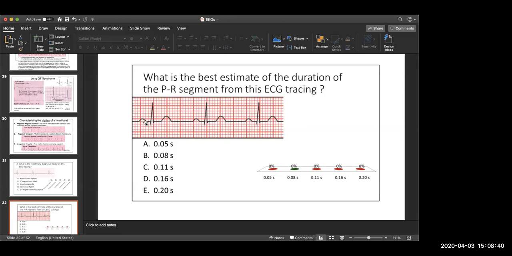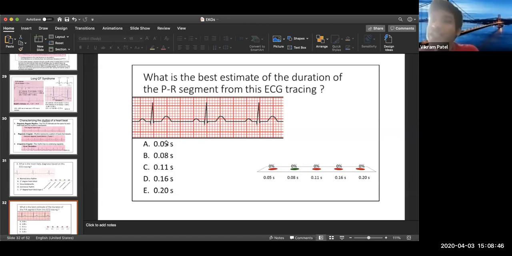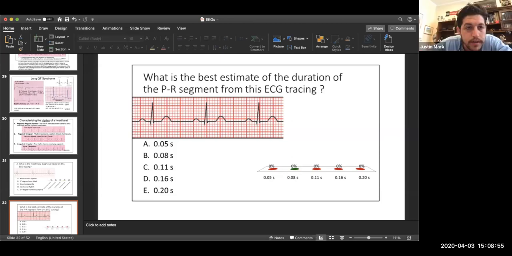So is C the answer? It's B, right? Yeah, 0.04 second per square. Basically, it's from right here. I know it's kind of hard to see, but where the top arrow is, that's where we start, and then we're counting over 1 box, 2 boxes to that point right there.